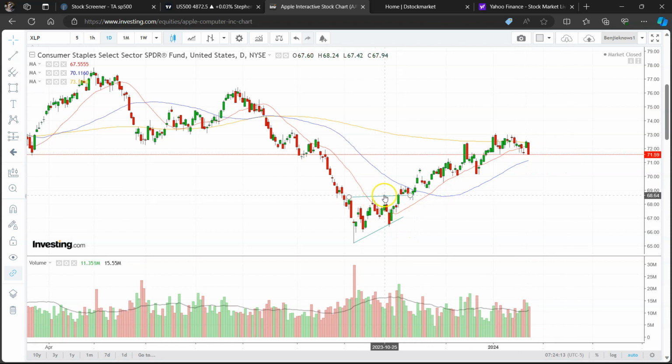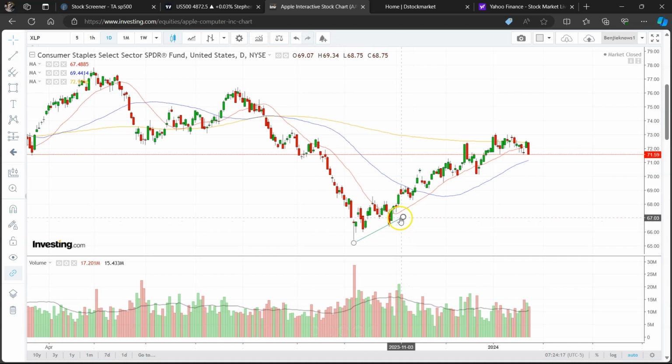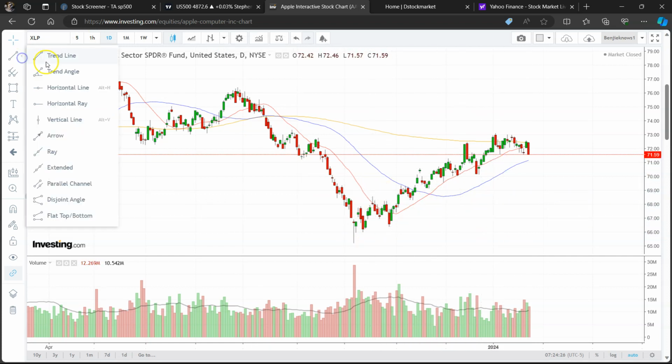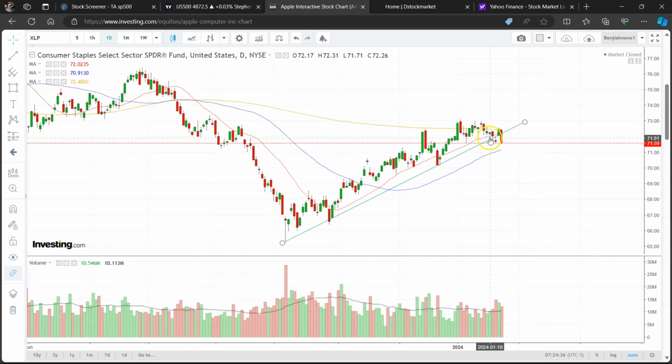Now let's draw this trend line. Trend lines are very important. We generally don't want to see a stock or index drop below a trend line. So it's sitting at the trend line here, just slightly dropping below it. And what we don't want to see is for XLP to drop below the 50 MA and then just tumble down.